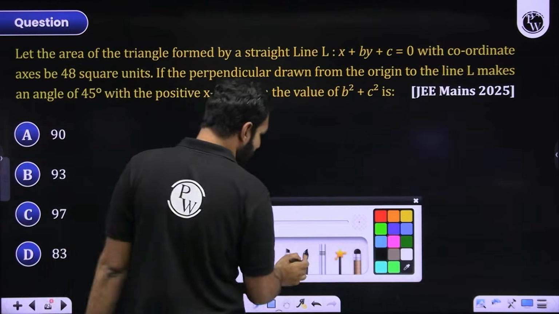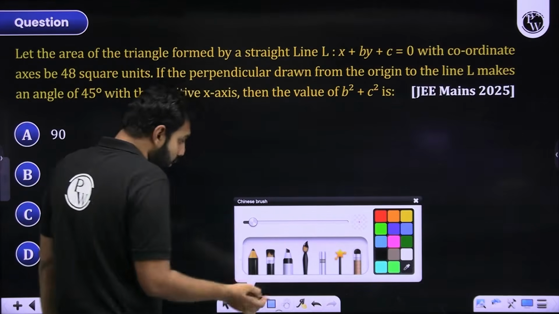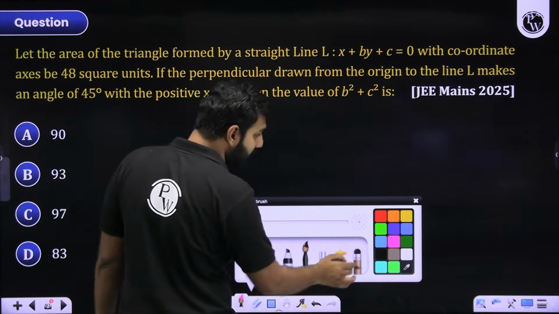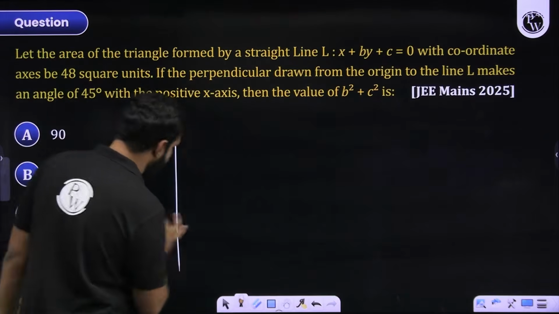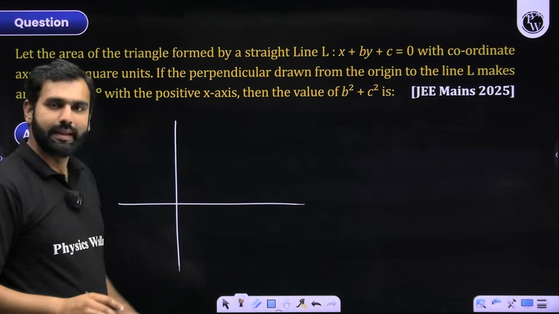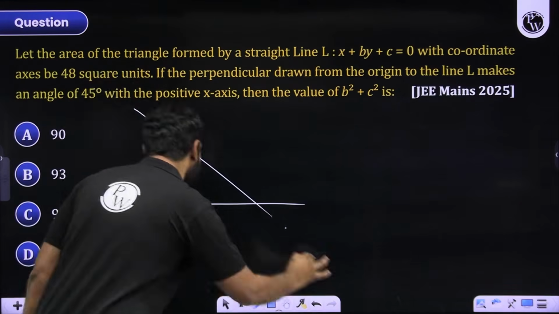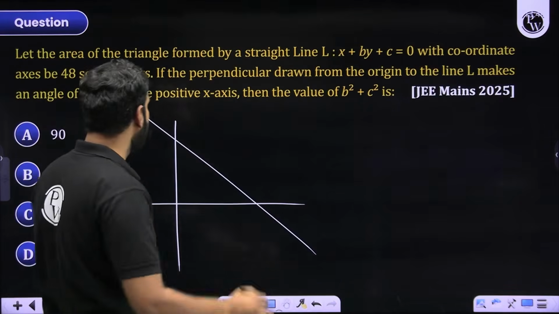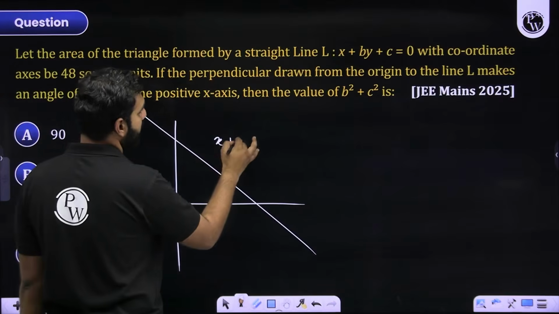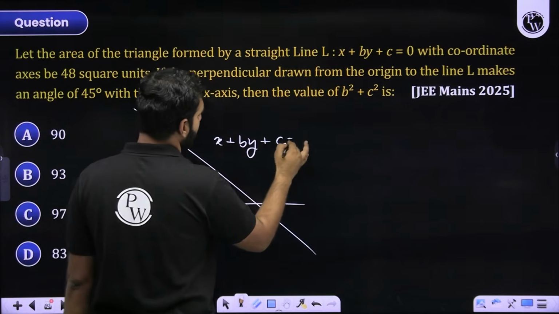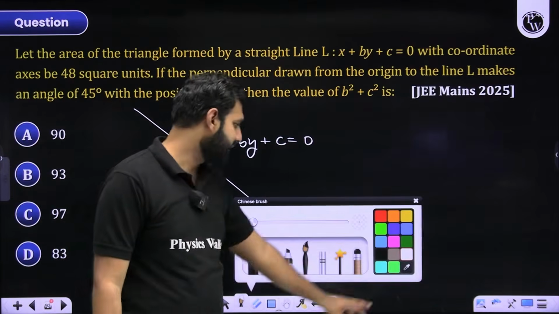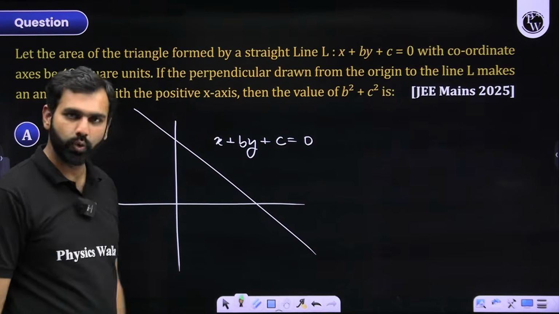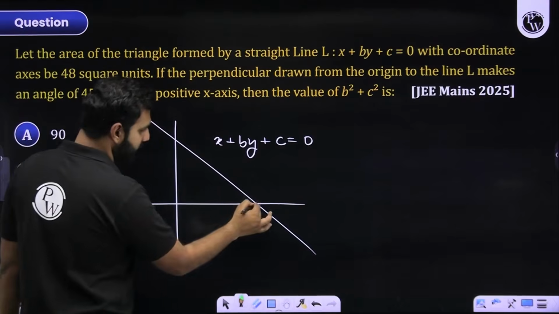Okay, so I'll begin with one of the possibilities because not very much greater clarity is given to us. So I'll simply take the benefit of doubt. What do I mean by taking the benefit of doubt? Let's say there is a straight line L. This is the straight line x plus by plus c is equal to 0. Now, this straight line is intersecting the x-axis and y-axis at 2 points, these are those 2 points, this point and this point.